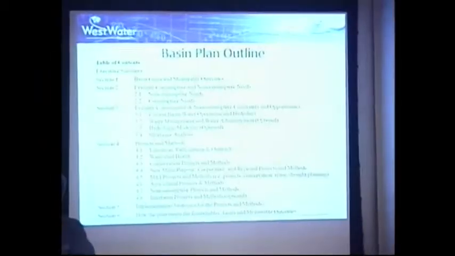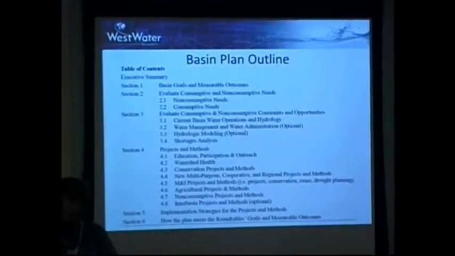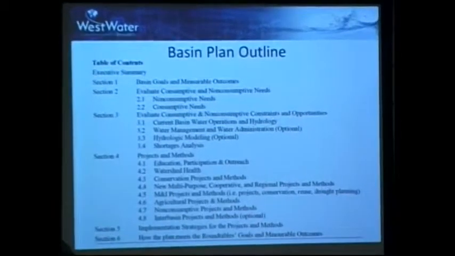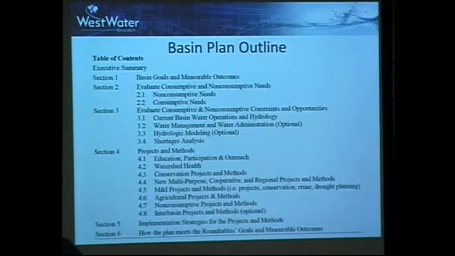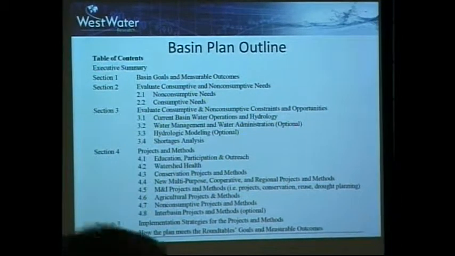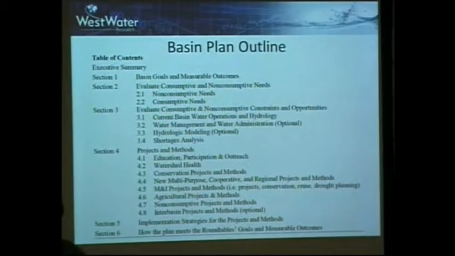Let me just walk you through the big chunks. Section 1 is basin goals and measurable outcomes. Section 2 is evaluating consumptive and non-consumptive needs. We're going to try to drop that word non-consumptive. We're really talking about environmental needs and recreational needs. Section 3 is evaluate constraints and opportunities.